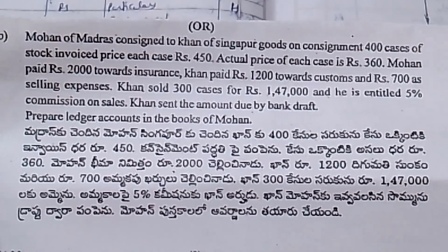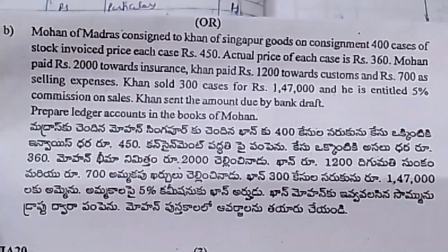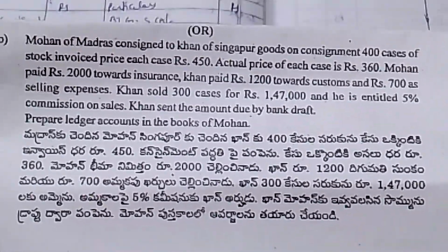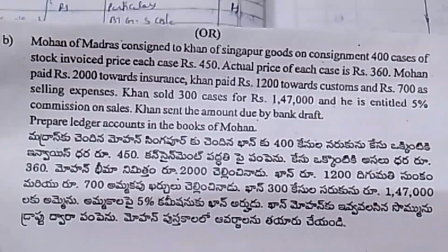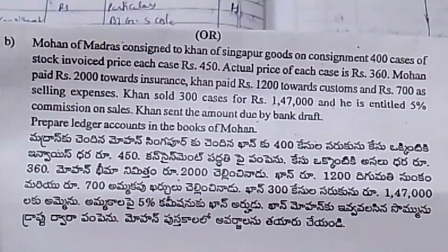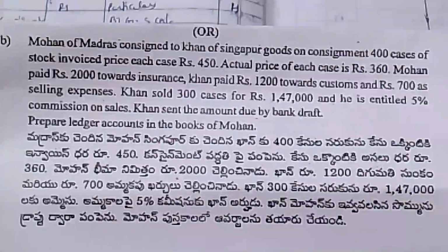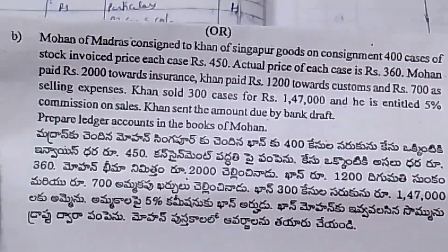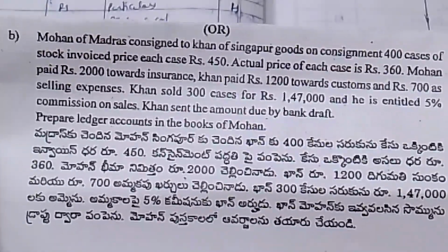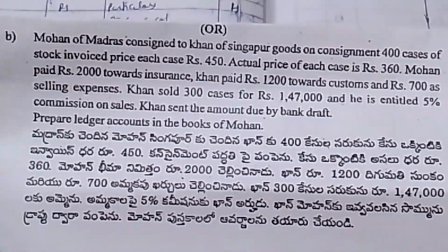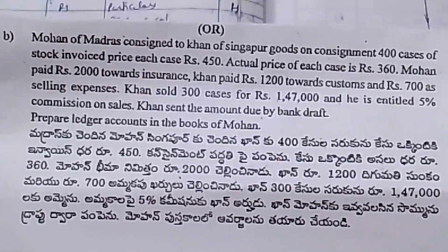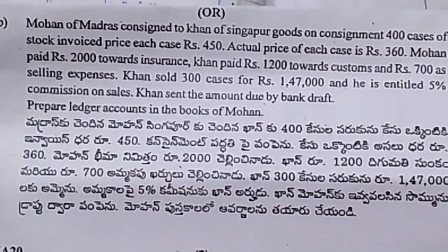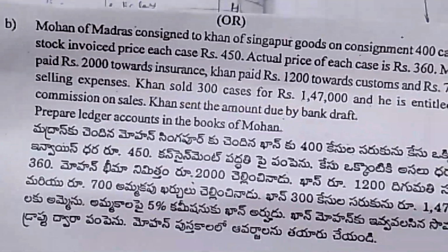Consignment, another problem. Mohan of Madras consigned to Khan of Singapore goods on consignment, 400 cases. Stock invoiced price is 450, actual price is 360. Mohan paid 2,000 rupees toward insurance. Khan paid 1,200 rupees customs and 700 rupees selling expenses. 1,200 is direct expenses, consignee direct expenses. 700 is indirect expenses. Khan sold 300 cases.